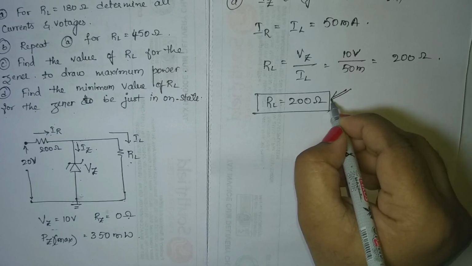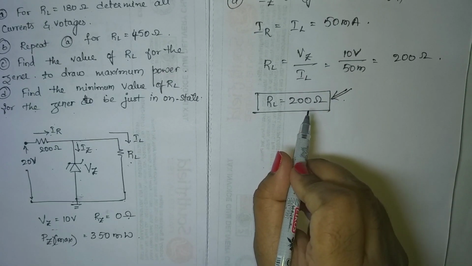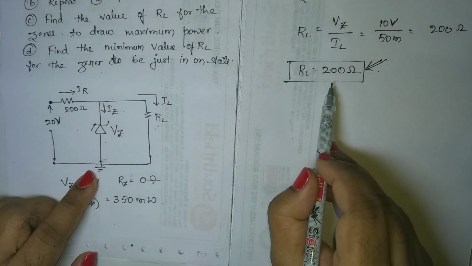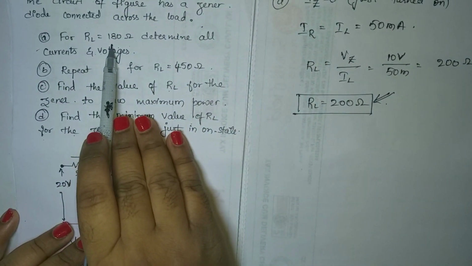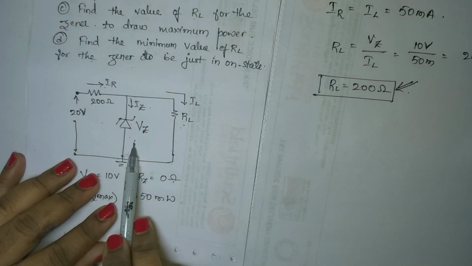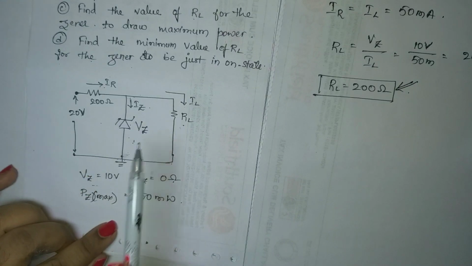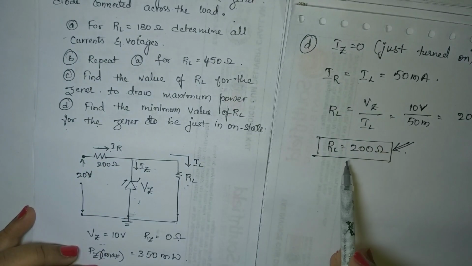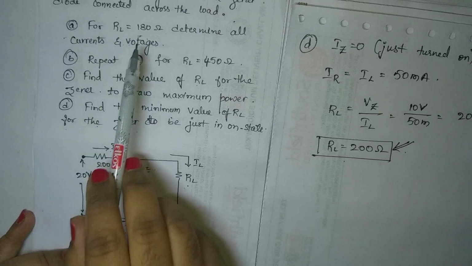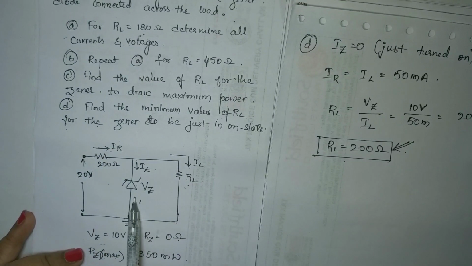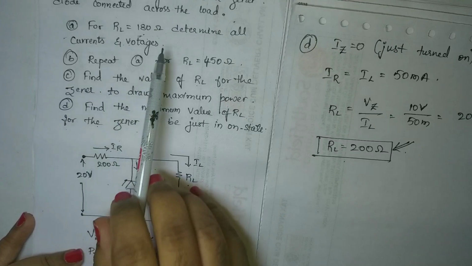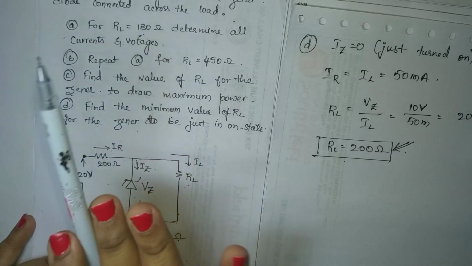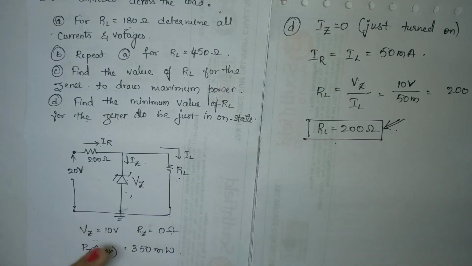So this proves that to make this diode just turn on, you need 200 ohm. If you use 180 ohm here, this diode will not turn on. So whatever assumptions we have taken in case 1 are true. Understood? Because you need 200 ohm and you have taken 180 ohm here, you can't turn on the Zener diode. That is why the assumption we made in the previous case was true. Okay, so this is about the first problem.